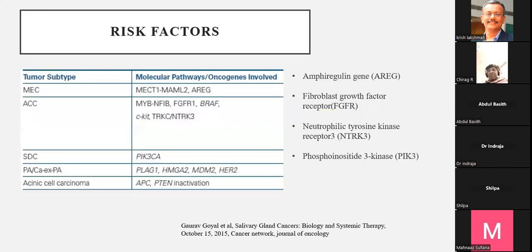There are several molecular pathways and oncogenes involved in the salivary gland malignancy. Mucoepidermoid carcinoma is most commonly associated with mucoepidermoid carcinoma translocation 1 gene and also amphiregulin gene. And fibroblast growth factor receptor is associated with acinic cell carcinoma. And phosphoinositide 3 kinase is associated with salivary duct carcinoma.